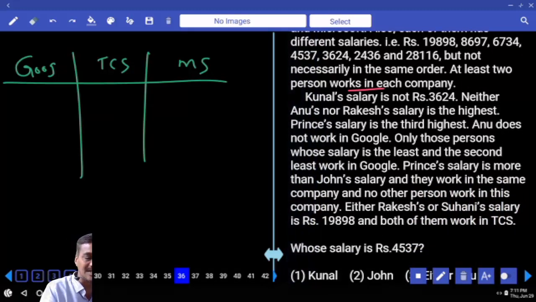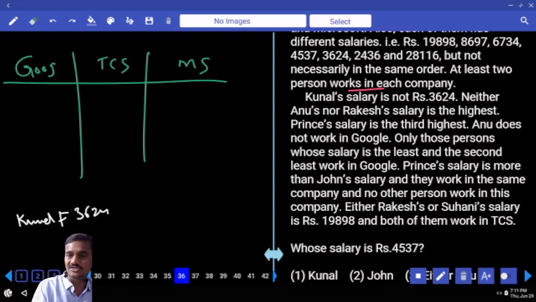And Kunal's salary is not 3624. Neither Anu nor Rakesh is the highest. These 2 persons are not drawing the highest salary. What is the highest salary we have here? 28,116. So 28,116 is ruled out for these 2 people. Then next one.